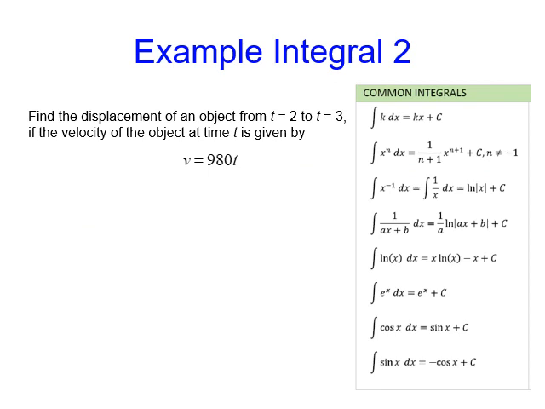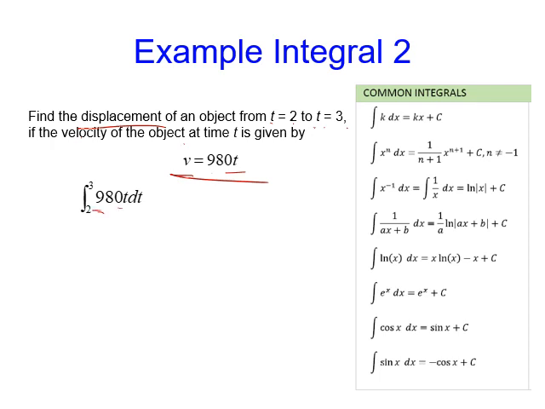Here's another example. Find the displacement of an object when time goes from t = 2 to t = 3, if the velocity of the object is a function of time as given. We want to find the displacement. Velocity is the derivative of distance with respect to time. Displacement is the opposite: it's the integration of the speed over time.